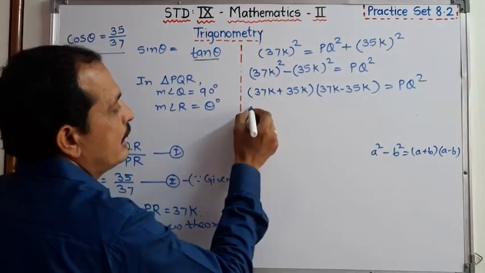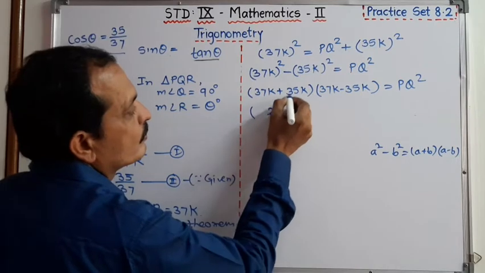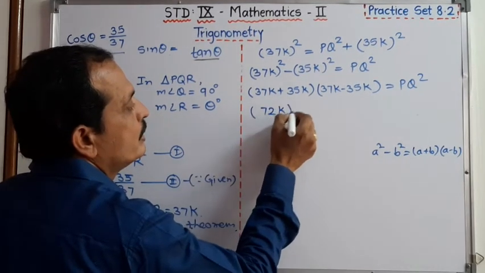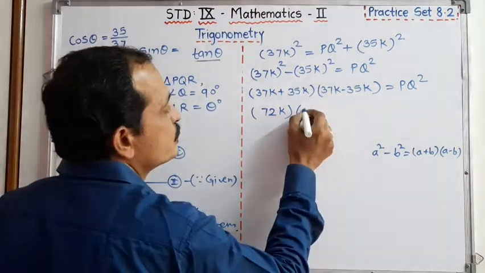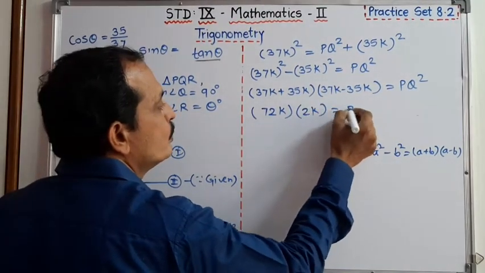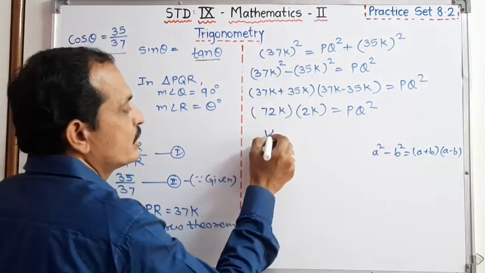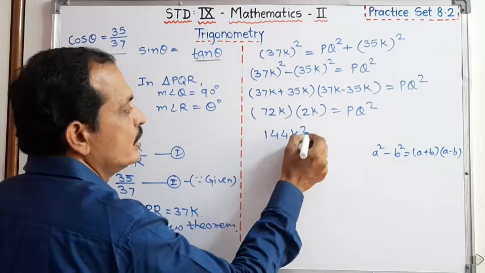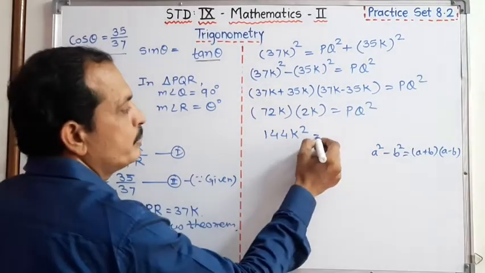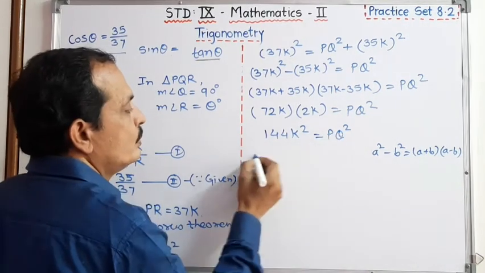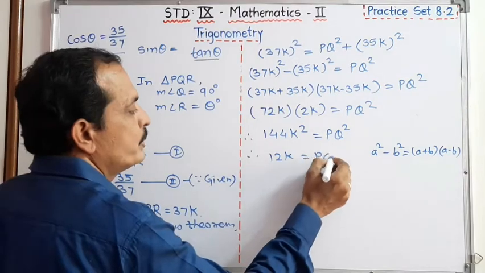Now make the addition of this. It is 72K into (37 minus 35), which is 2K, is equal to PQ square. Now see dear student, it is 144K square is equal to PQ square. Now we got here 12K is equal to PQ.